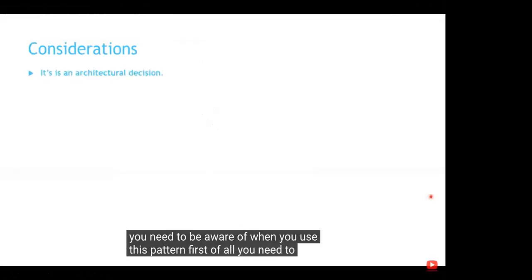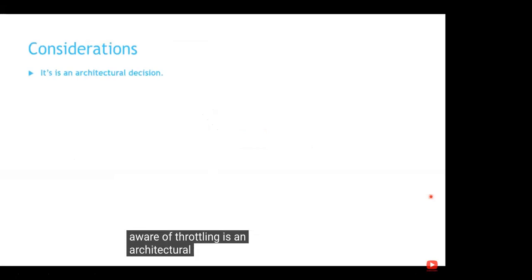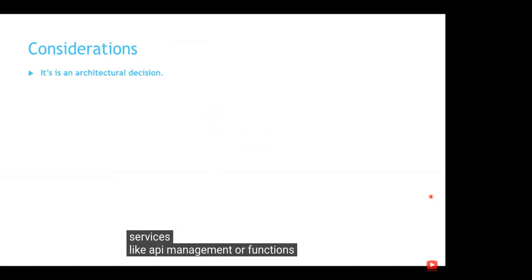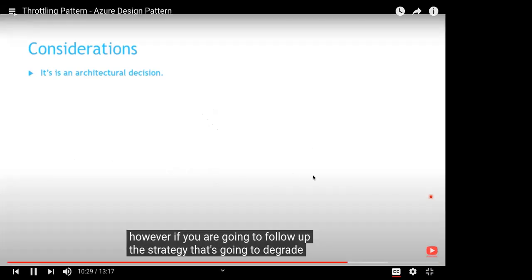First of all, you need to be aware that throttling is an architectural decision. We already know that Azure makes it really easy for us to specify throttling limits for some services like API Management or Function Apps. However, if you are going to follow a strategy that degrades certain services or disables certain features of your system as your throttling strategy, you need to incorporate this early on in your system architecture and in your design phase.